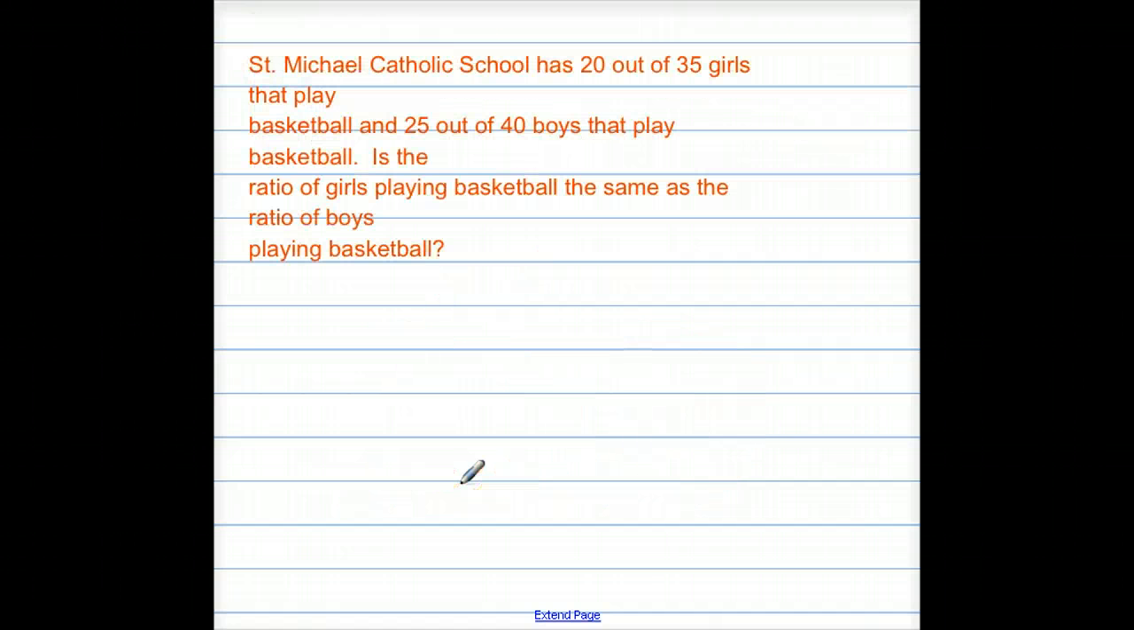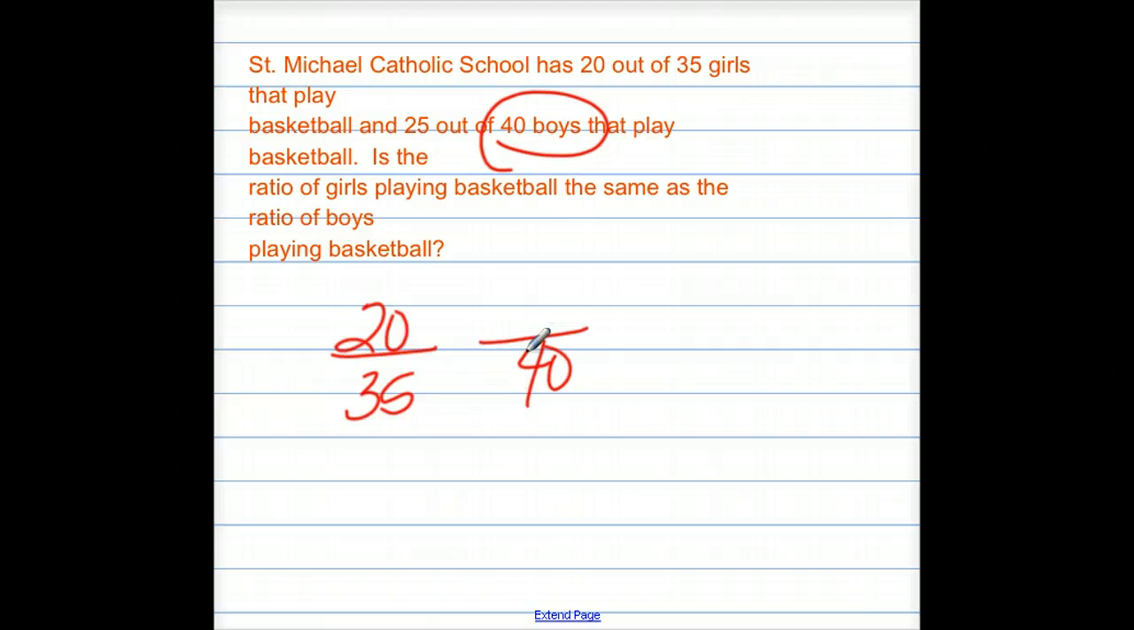All right, here's a word problem. St. Michael Catholic School has 20 out of 35 girls that play basketball. So out of the total of 35 girls, 20 of them play basketball. And out of 40 boys, 25 play basketball. Is the ratio of girls playing basketball the same as the ratio of boys? So here's our ratio of girls, 20 to 35. Here's our ratio of boys, 25 to 40.